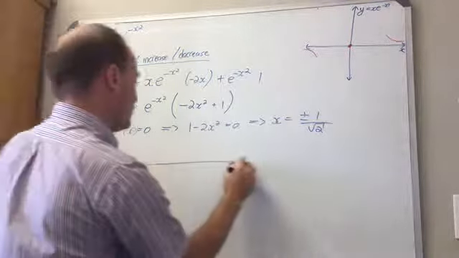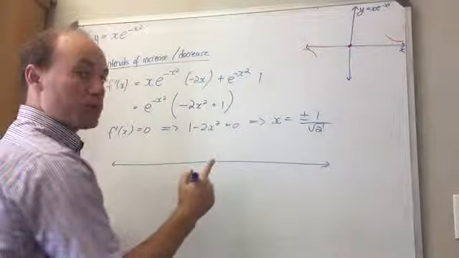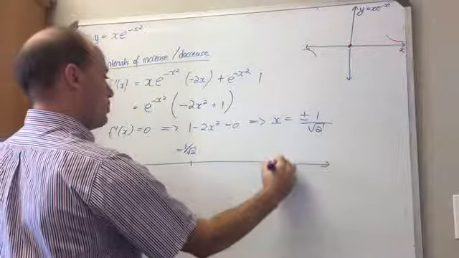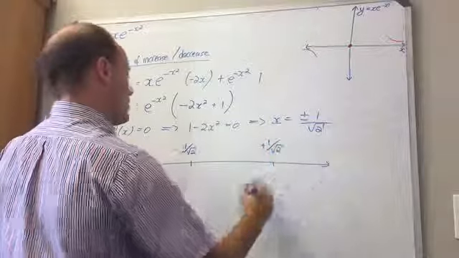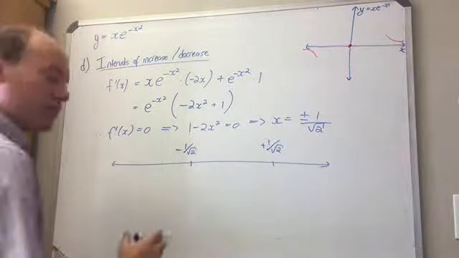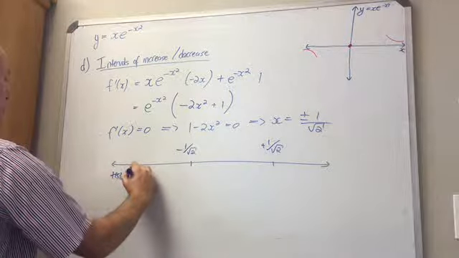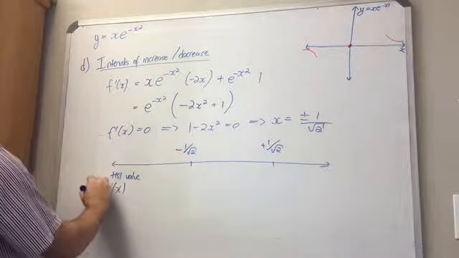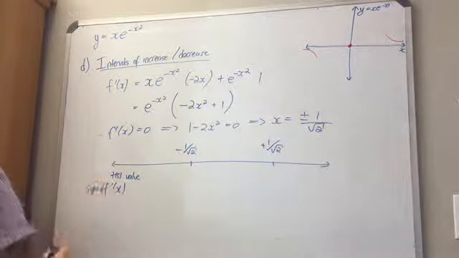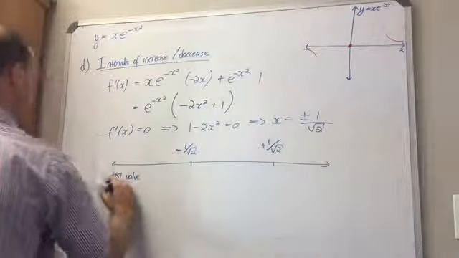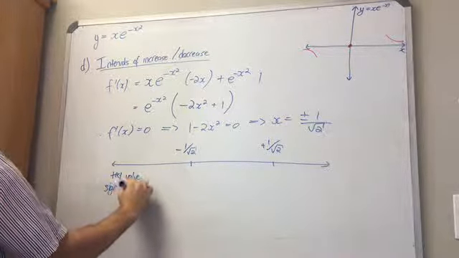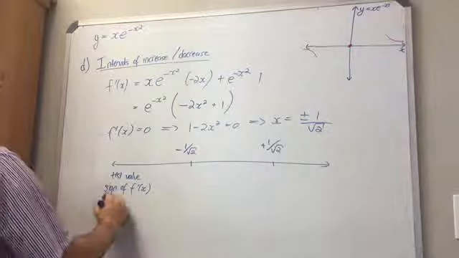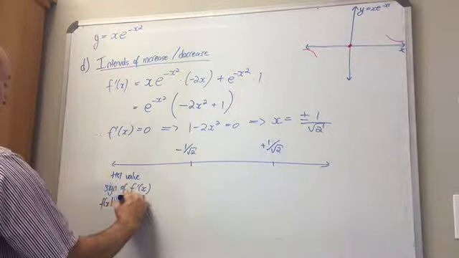Okay, so now we draw our number line. We mark off the points where the derivative is 0. There's one point at minus 1 over root 2, and there's another point at plus 1 over root 2. We then calculate test values inside these intervals. We determine the sign of the derivative at the test value. And we then conclude whether the function is increasing or decreasing.